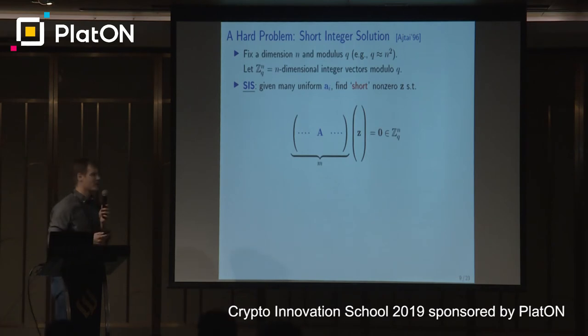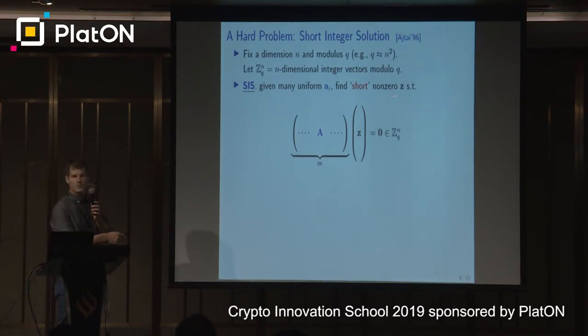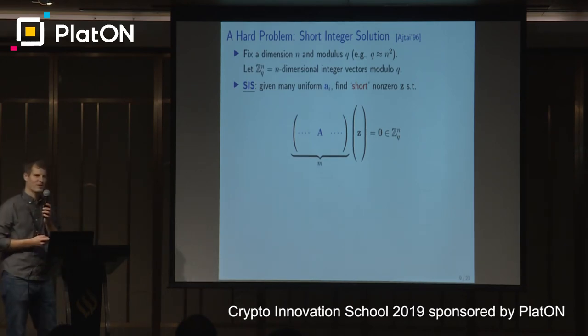Okay, good. Excellent. Gaussian elimination is one way to solve this problem. As long as the matrix A is square or wider than it is tall, you could apply Gaussian elimination and just solve for Z, and you would get a non-zero solution to Z. Here's an even simpler way to do it. Set the first coordinate of Z to be Q, and then all the other coordinates of Z to be zero. That technique predates Gaussian elimination, but either technique will work.